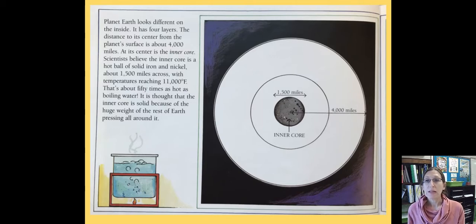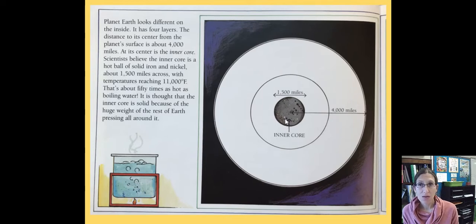Planet Earth looks different on the inside. It has 4 layers. The distance to its center from the planet's surface is about 4,000 miles. So from the surface to the very middle of the Earth, 4,000 miles. At its center is the inner core. Right here, the inner core.